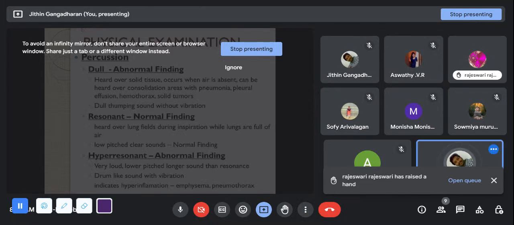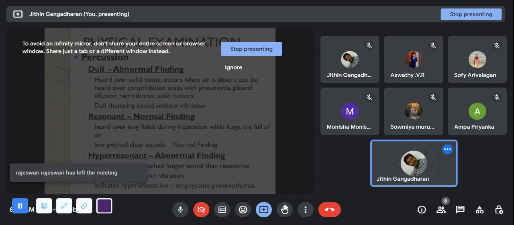So the resonance sound is the next one, which is an abnormal sound. Sorry, resonance sound is a normal sound. When we are percussing an air-filled area, it should be resonant. If we are percussing the abdomen, should it be resonant? No, it should be dull, because it is not a space which is supposed to have air inside. So we have three percussive sounds: dull sound, resonant sound, and hyper resonant sound. The dull sound is what you hear when we are percussing your abdomen.